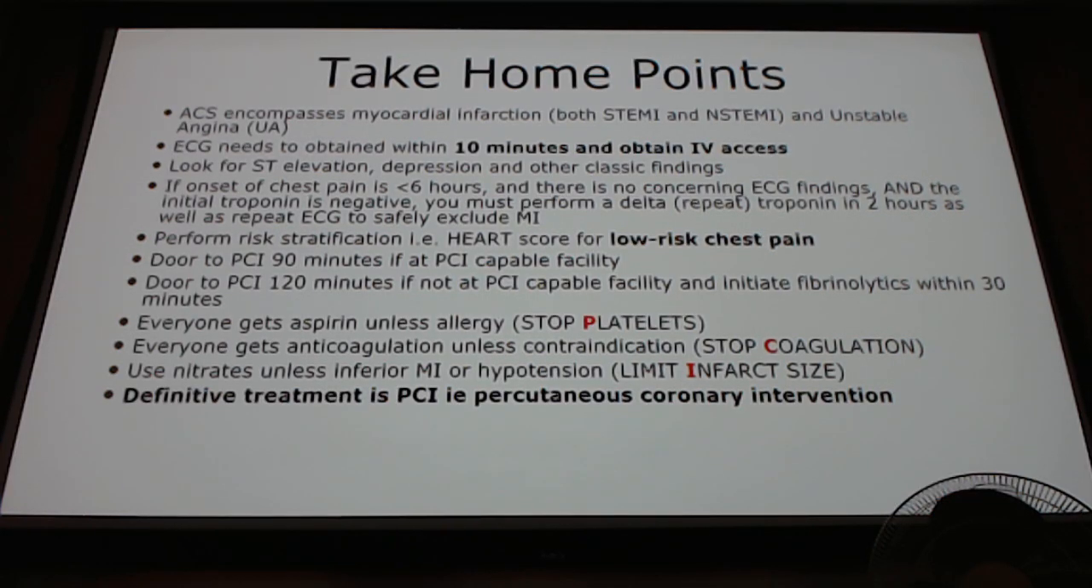Important things to remember: our door to PCI time is 90 minutes, and that's where they get a catheter through the cardiology clinic. If you're not at a PCI capable facility, like you're working somewhere that doesn't have a cardiologist or a cath lab, then it's 120 minutes. We give fibrinolytics in 30 minutes. Everyone gets aspirin. Everyone who has a STEMI gets anticoagulated. And depending on whether it's an inferior MI, everyone gets nitrates as well, as long as vitals allow. But the definitive treatment is PCI.